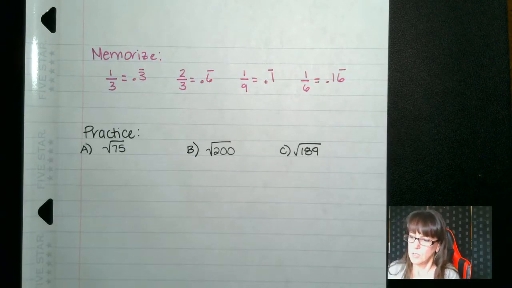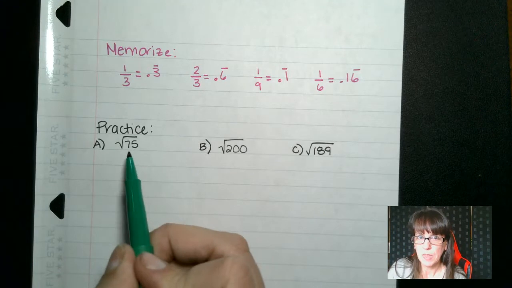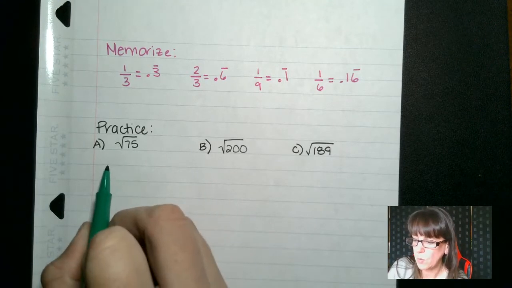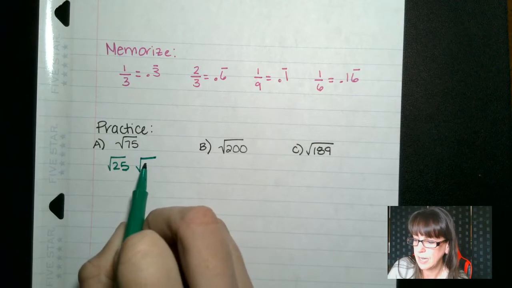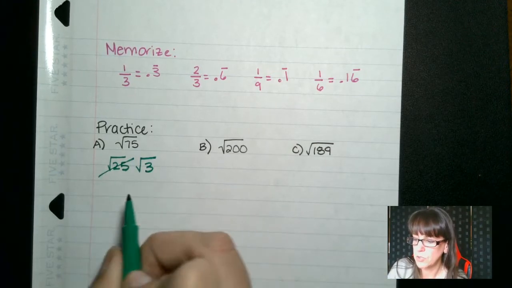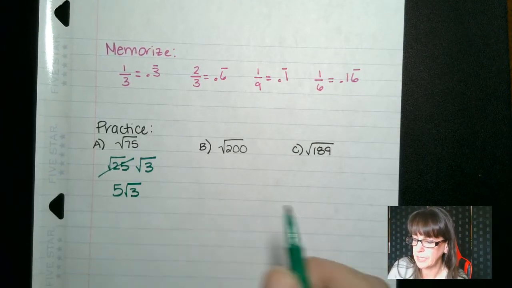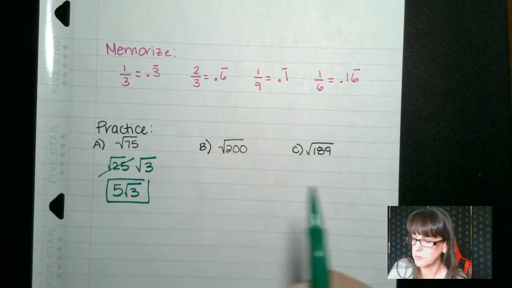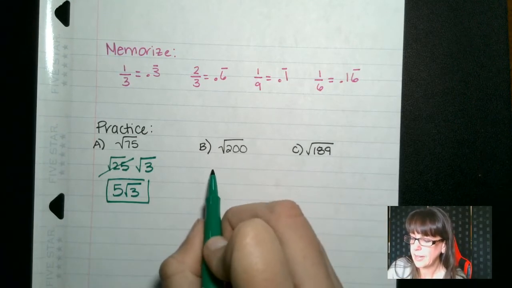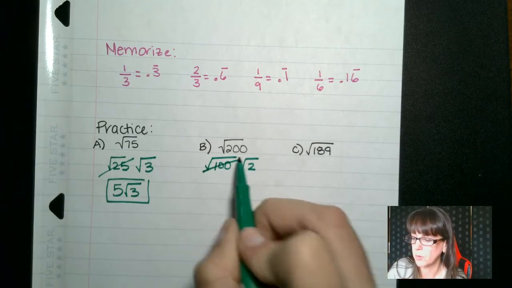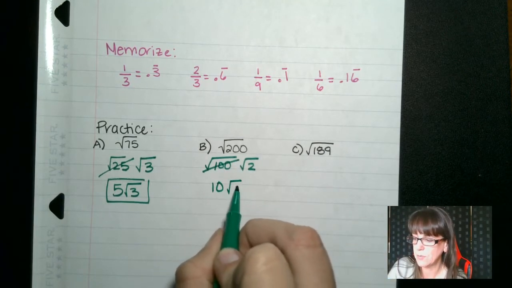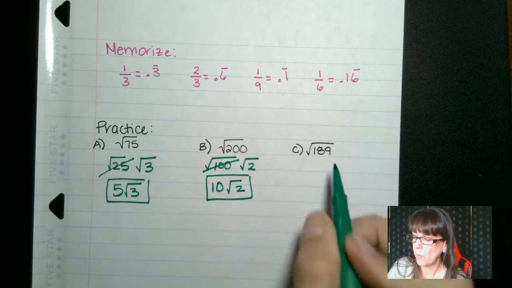Okay. So for these, this one is going to be, the highest perfect square is root 25, root 25 times 3. The square root of 25 is 5, so 5 root 3. That is your answer reduced. 200 is going to be the square root of 100 and the square root of 2. The square root of 100 is 10, so 10 root 2. All right, 189.